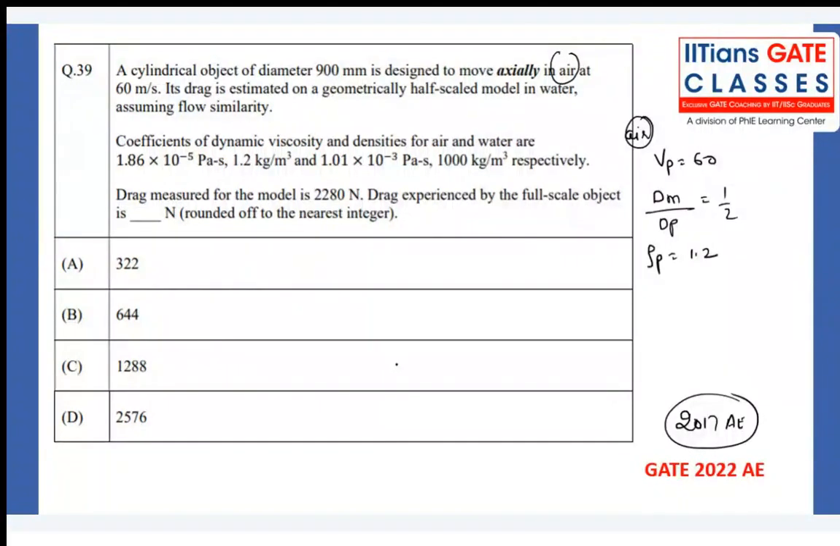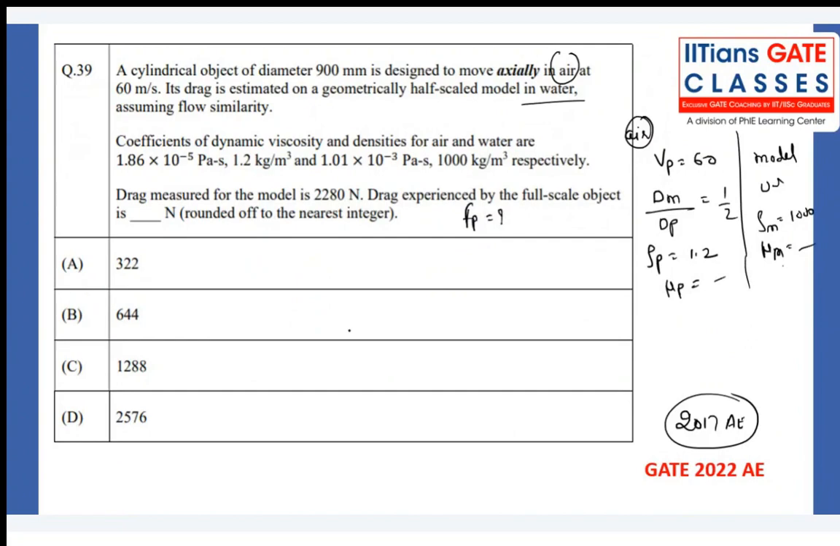Now it has been tested in water. That means water is what? Model. So rho m will be 1000. And viscosity of model is given, viscosity of P is given. Everything is given to you. What you have to do, you have to calculate the drag force on the model, given like this. They are asking drag force on the prototype.